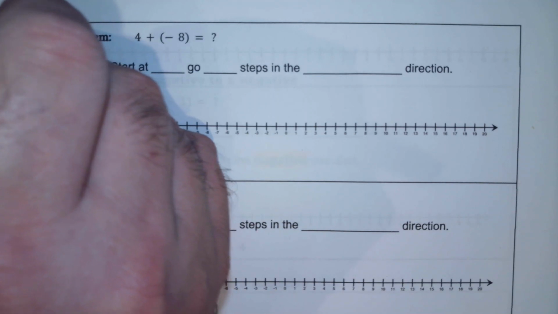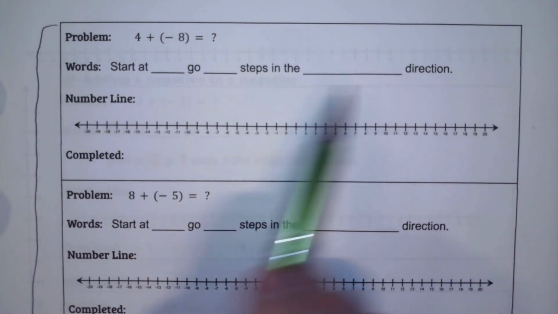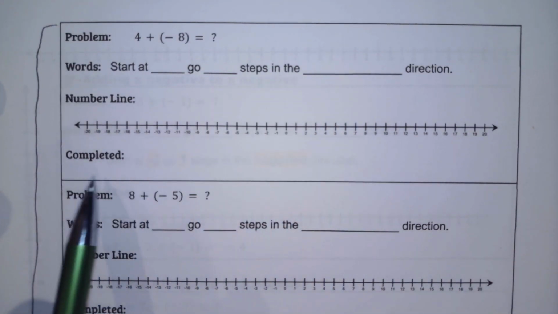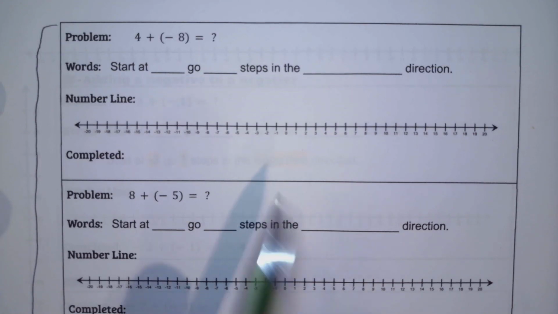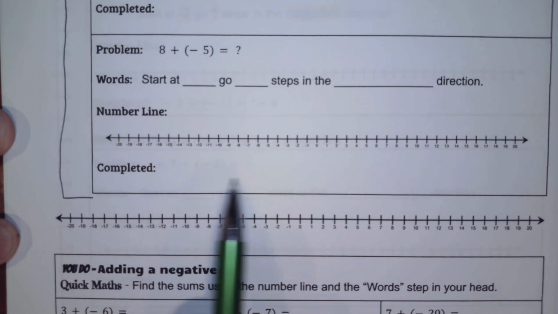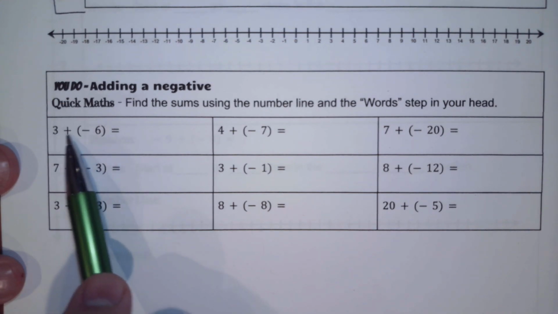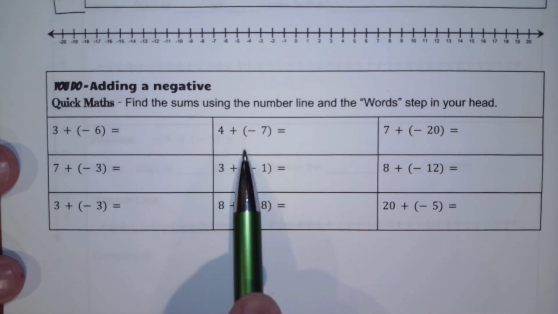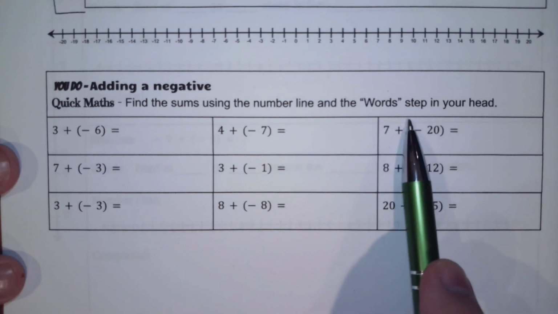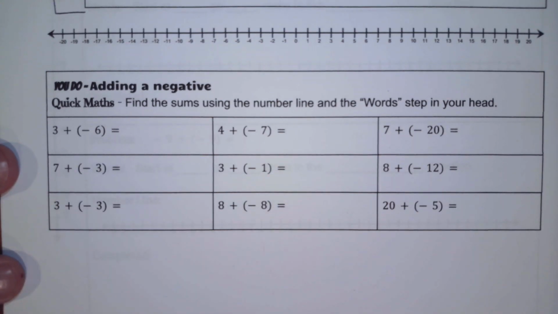You're going to do these next two problems on your own. So again, you have to fill in the blanks, you have to complete the number line, and then write the equation where it says completed. Same thing goes here. Fill in the blanks, fill in the number line, write the completed equation. And then this is what I'm going to check. I'm going to check these 9 problems to make sure you found the correct answers. And all of these problems, you're adding a positive number with a negative number. So you're using what you know about the number line and the words about what steps you go and in what direction. You're going to do all of that here without using a calculator.